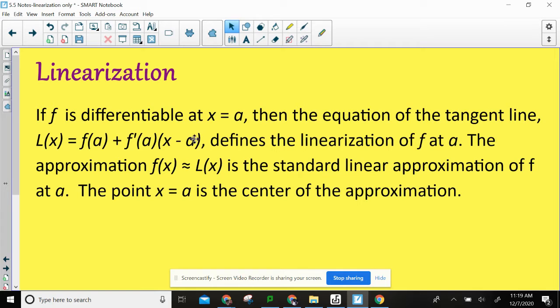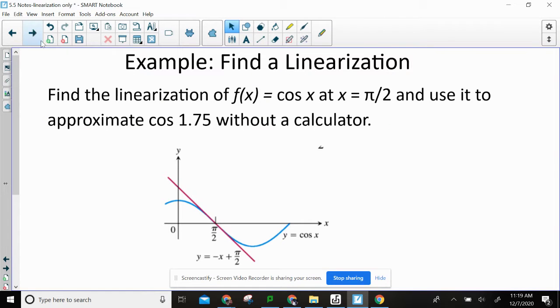It should look kind of like slope intercept. Like if you moved f of a to the other side, it should look like slope intercept, or excuse me, point slope form. It defines a linearization. The approximation f of x is equivalent to L of x. It's a standard linear approximation of f at a, and a is considered the center of approximation. I don't do a whole lot with the center, but I do talk about it.